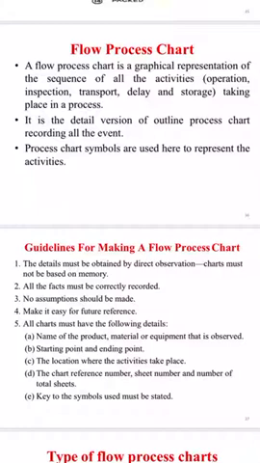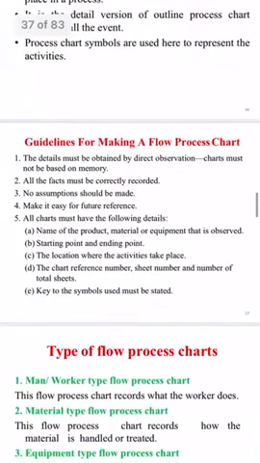Now we will see some guidelines for making a flow process chart. First, the details must be obtained by direct observation, that is, the chart must not be based on memory. All the activities should be obtained by direct observation. Second, all the facts must be correctly recorded. Third, no assumptions should be made. Fourth, make it easy for future reference.